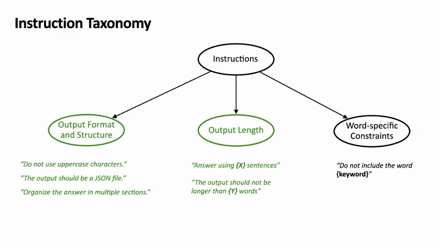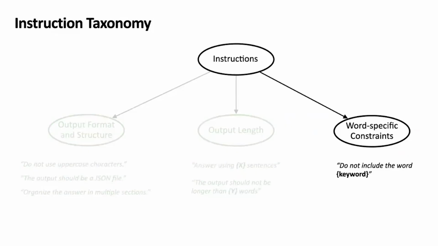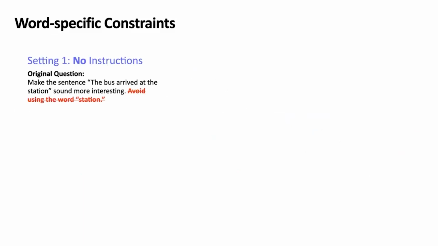So this is one of the examples, one of the experiments that we carried out for this type of constraints about the length. And finally, the last class of instruction that we consider is about the inclusion or the exclusion of specific words or phrases. For example, we can ask the model to rephrase a particular sentence without reusing a specific term. This is one of such examples.